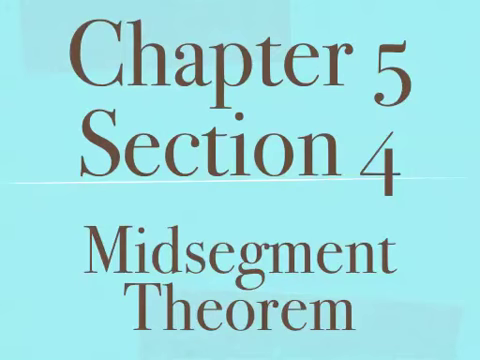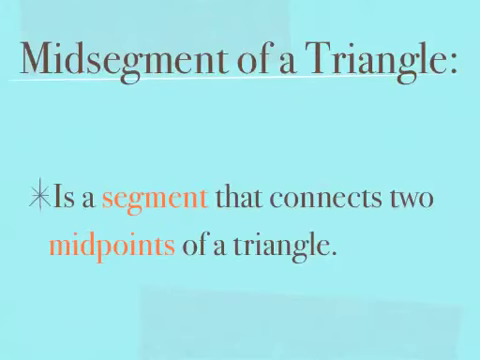Chapter 5, Section 4, Midsegment Theorem. The midsegment of a triangle is a segment that connects two midpoints of a triangle. When I say midpoints of a triangle, remember that a triangle is made up of three segments. So the triangle actually has three midpoints, one on each segment. A midsegment is a segment that connects two of those midpoints.